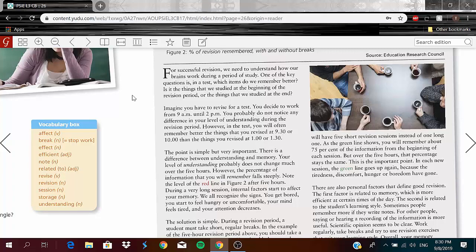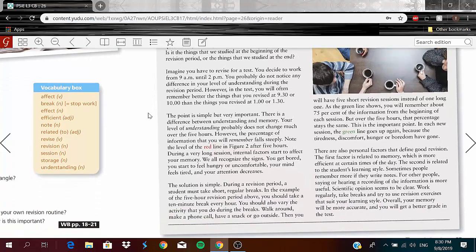The point is simple but very important. There is a difference between understanding and memory. Your level of understanding probably does not change much over the 5 hours. However, the percentage of information that you will remember falls steeply. Note the level of the red line in figure 2 after 5 hours.